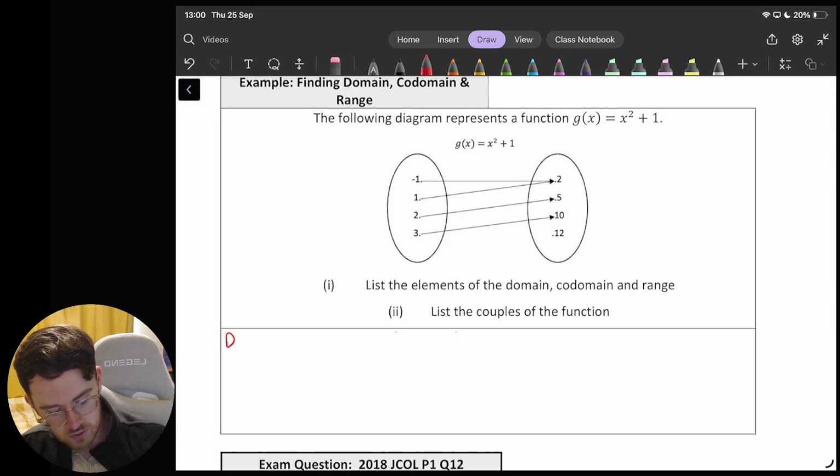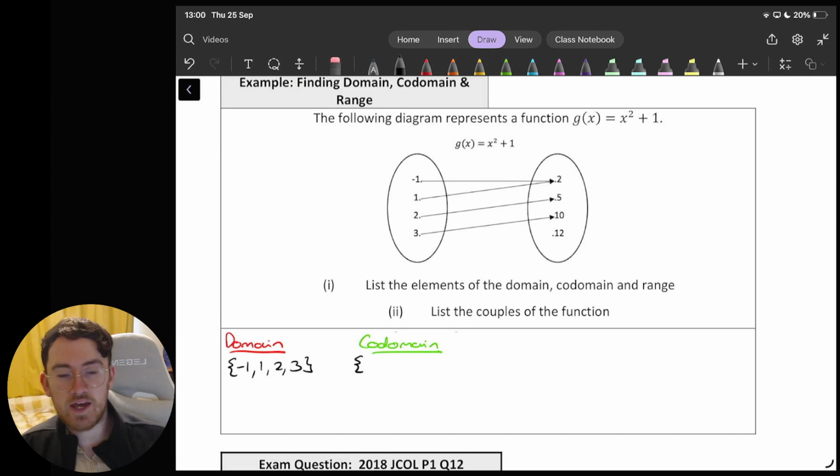So let's start with the domain. The domain is where I start my function. It's where my inputs are. So I'm looking just for my set of inputs, which is all of my inputs here. The codomain, which is often the next one I would look at, is the set of all possible outputs. In terms of my mapping diagram, that is all the numbers that I could have mapped to, that could have been possible answers.